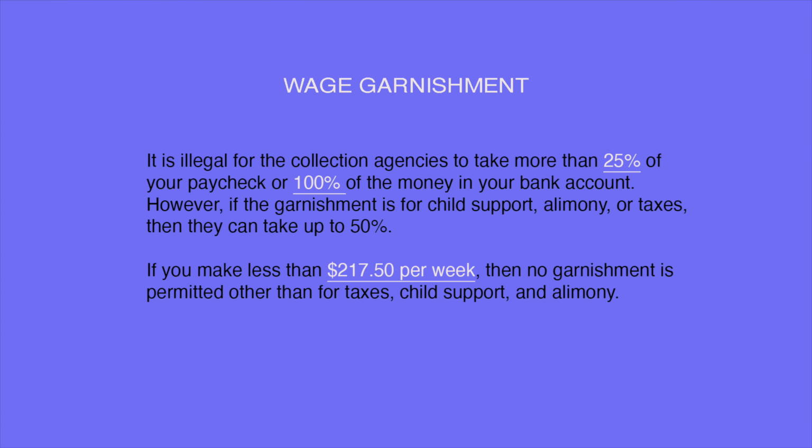Wage garnishment. It is illegal for the collection agencies to take more than 25% of your paycheck or 100% of the money in your bank account. However, if the garnishment is for child support, alimony, or taxes, then they can take up to 50%.